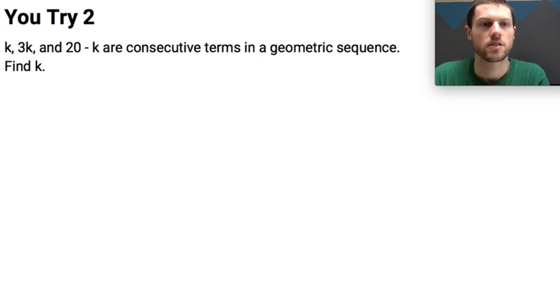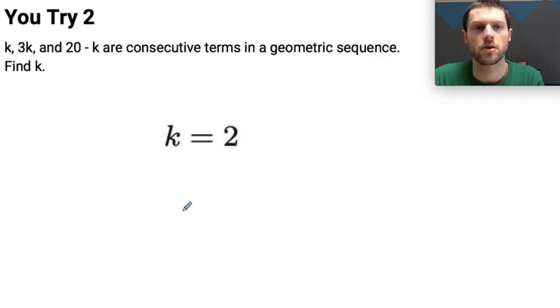Why don't you try this example? Same type of problem. Set up your common ratios, solve for k, and make sure you check your answers. And this one here, k turns out to only be equal to 2.